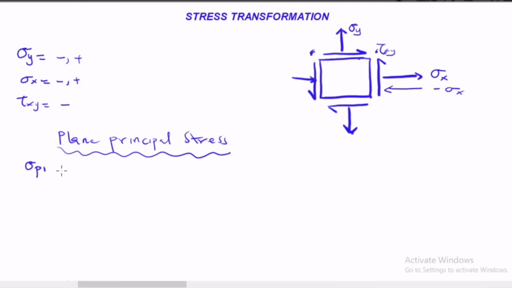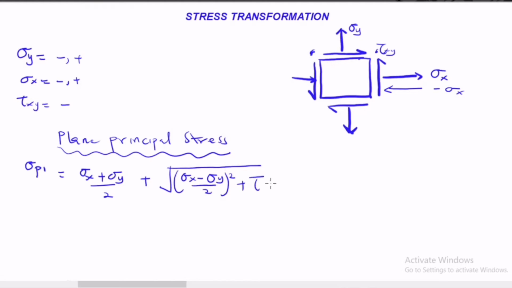So with that, the formula for the plane principal stress is the stress in the x direction plus the stress in the y direction divided by 2, plus the square root of the stress in the x direction minus the stress in the y direction all over 2, all squared, plus the shear stress in the x and y direction squared.